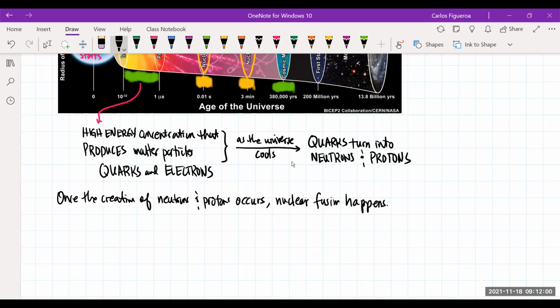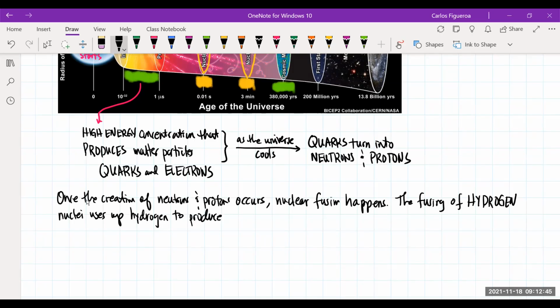And what I mean here is that now what you're getting is the fusing of hydrogen nuclei, which uses up hydrogen to produce helium.